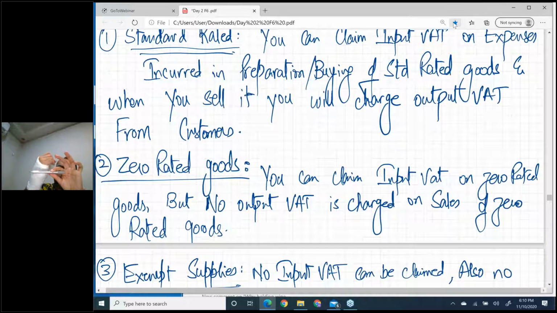Government stamped this pen as zero rated goods. Whatever expenses you incur, or whatever inventory you buy, or expenses you incur in making this zero rated goods, and you paid VAT, whatever VAT you have paid in making of this zero rated goods, you can easily claim input VAT. Yes, you can claim input VAT for the preparation of zero rated goods. But when you sell zero rated goods to any party, you won't charge any output VAT from that party.